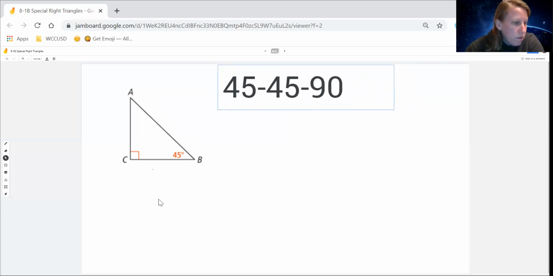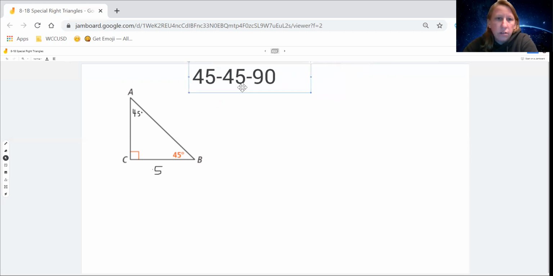So let's say I know this is 5. What else do I know in this triangle? I know this angle is 45 degrees because these two have to add up to 90, right? They're complementary, they add up to 90 because all of them add up to 180 and we already have 90 right here. Okay, yes, this is a 45, 45, 90 triangle.